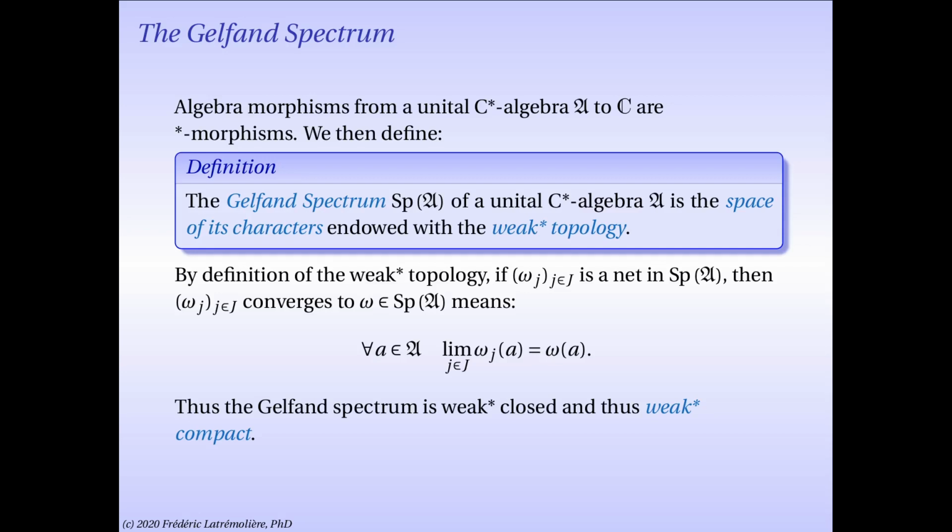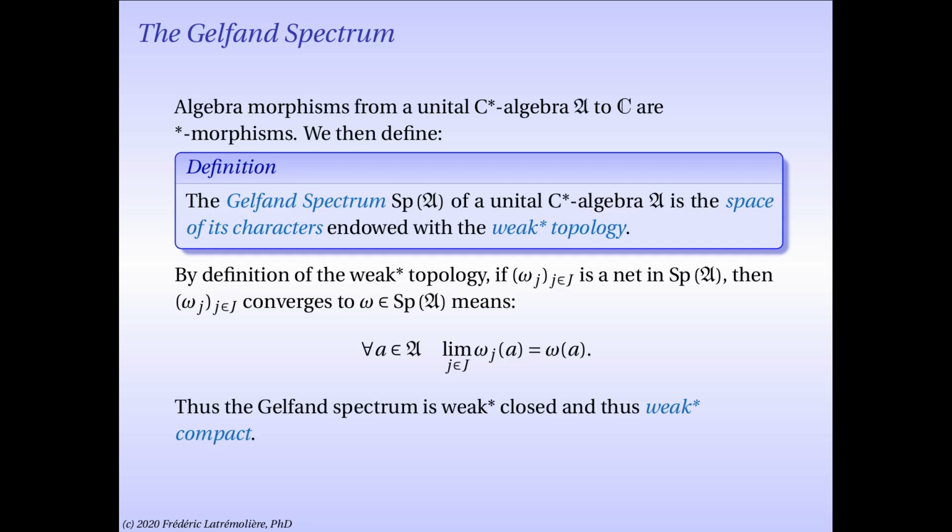And second of all, we have to check that it's an algebra morphism, but that's fairly easy as well, because if you take a and b in your C-star algebra, then omega_j of ab is omega_j of a times omega_j of b for any j in your index set J here. So as multiplication is continuous, we get that the limit of the product is the product of the limit, and from there we conclude easily that omega is also an algebra morphism. So it's a non-zero algebra morphism, and therefore it is a character.